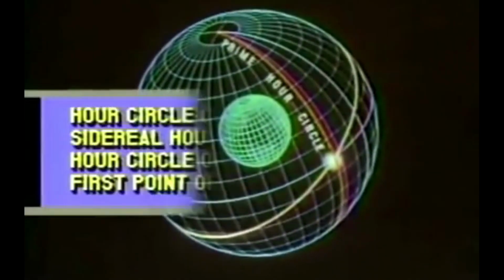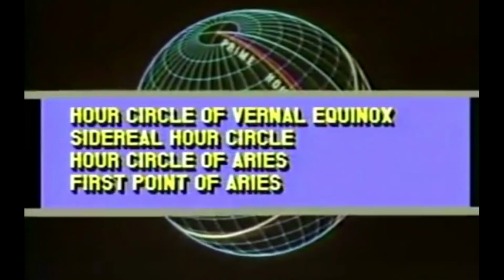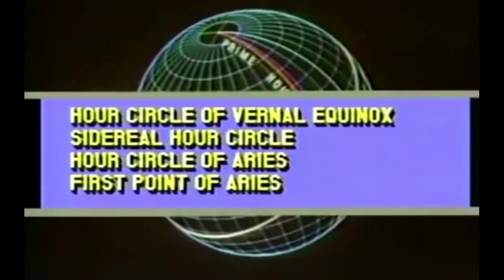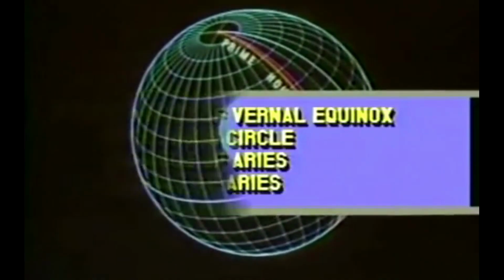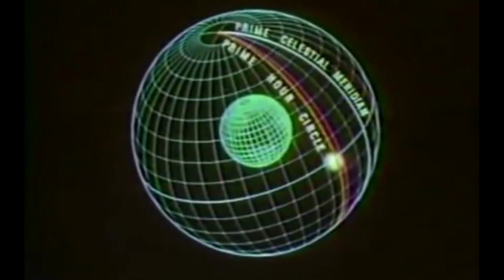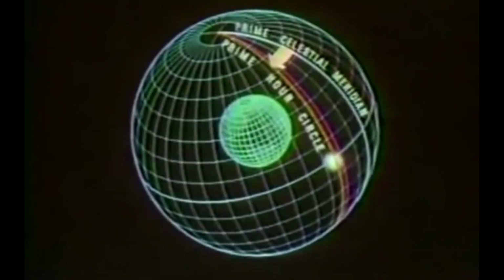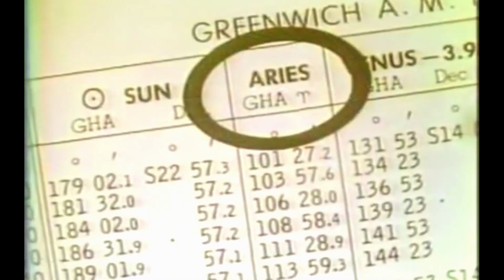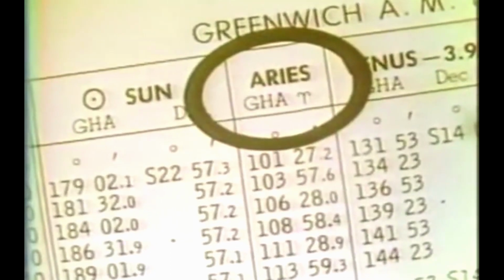The prime hour circle is called by several other names, but they all mean the same thing: the hour circle through the point where the sun's declination is 0. The angular measure from the prime celestial meridian to the hour circle of Aries, the prime hour circle, is called the GHA of Aries. It is listed in the Air Almanac for every date and time.